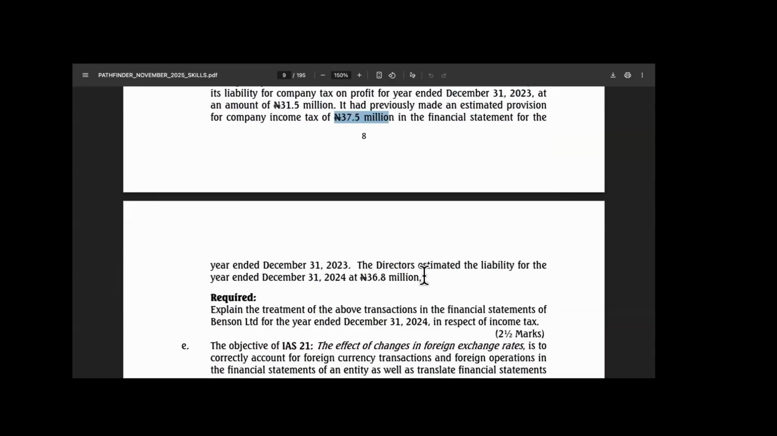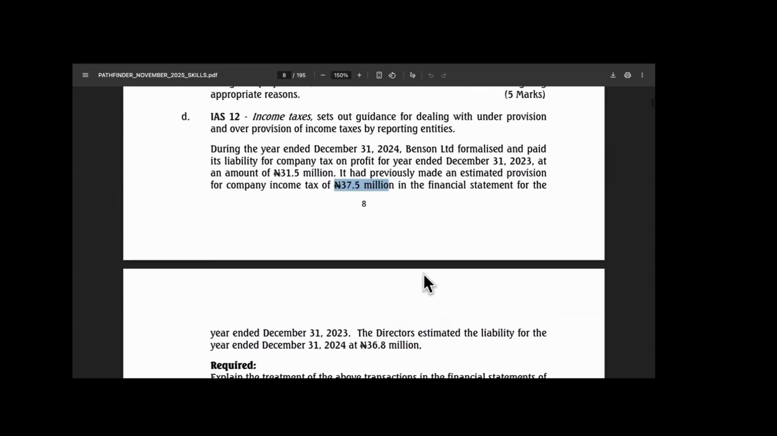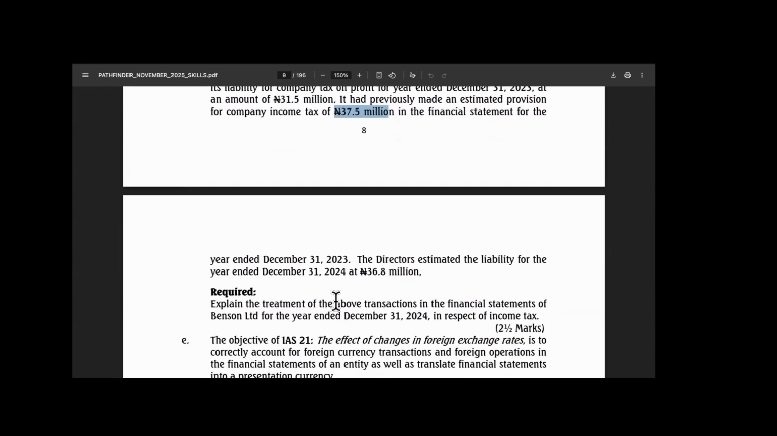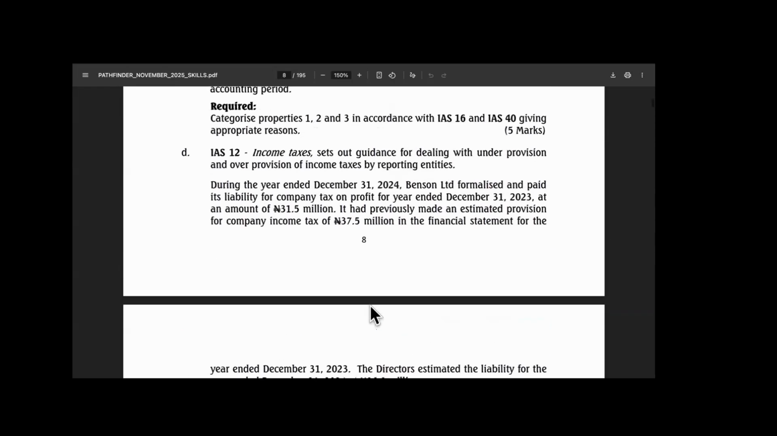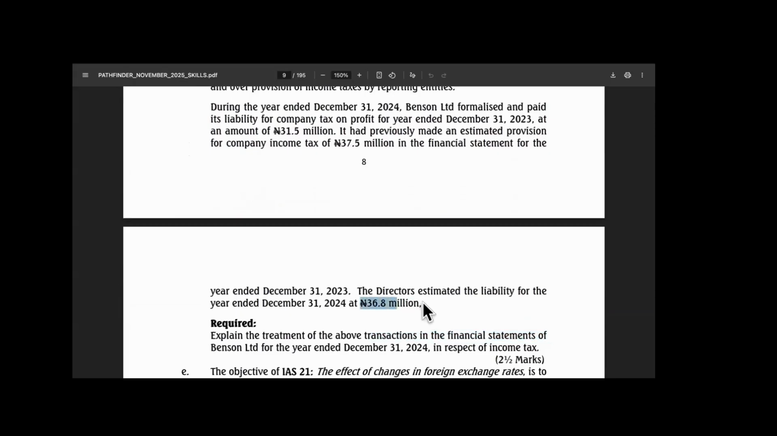Okay, this is very straightforward. Extremely, this is just similar to the ones we have solved. They want you to explain the treatment of the above transaction in the financial statement of Benson in respect of income tax. So you will look at it that in 2004, this is the estimate of tax in 2004. This is the liability for 2004. This is what goes to the statement of financial position. And of course, P&L for 2024.